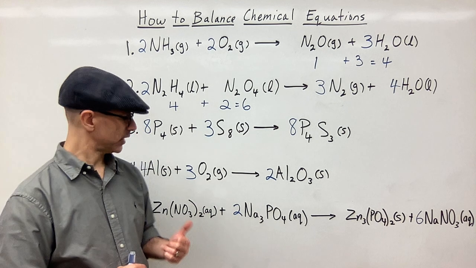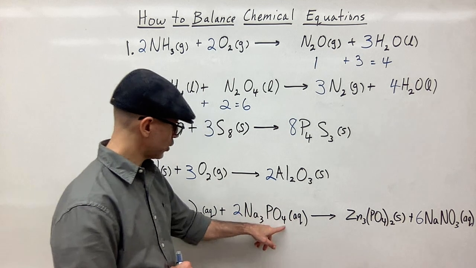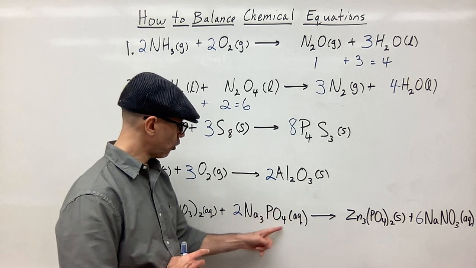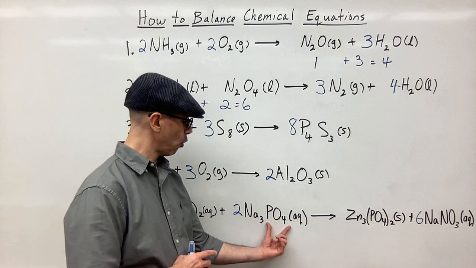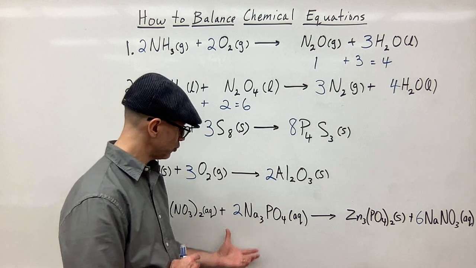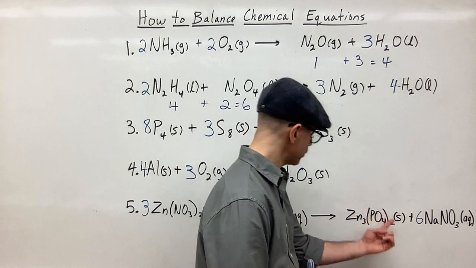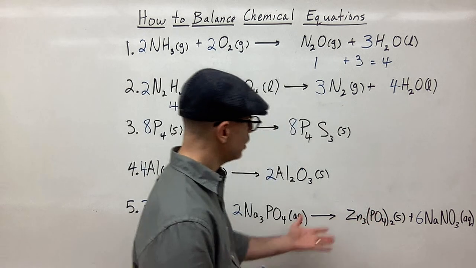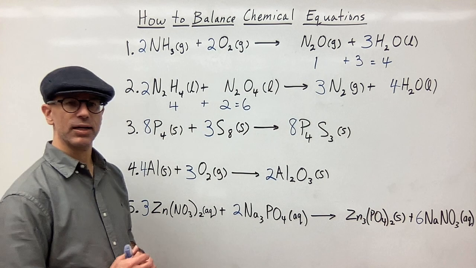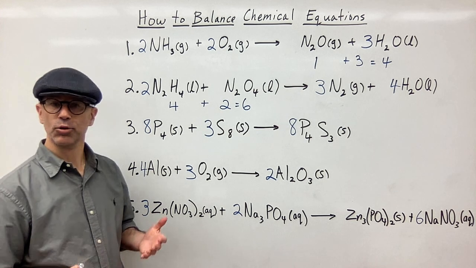Now it's phosphate. Let's check out phosphate. So here I have 2 times 1. Again, don't multiply 2 times 4 because that 4 is part of the formula. It doesn't mean I have 4 phosphates. So 2 times 1 phosphate gives me 2. And then here I have 1 times 2 phosphates gives me 2. So the phosphates are balanced. So this equation is now balanced. And that, ladies and gentlemen, is how you balance your chemical equations.